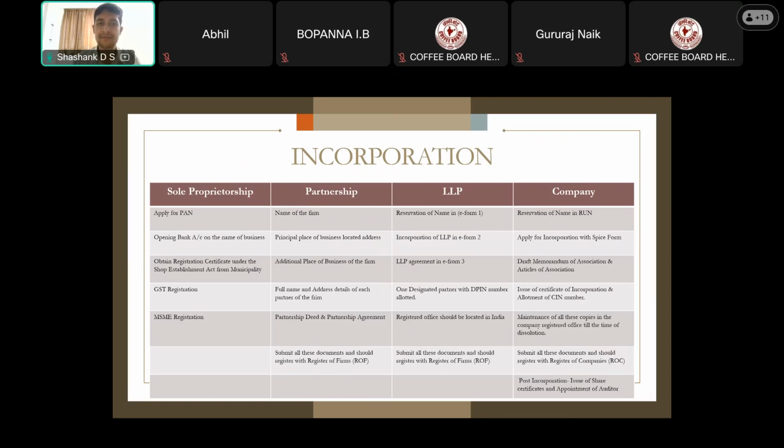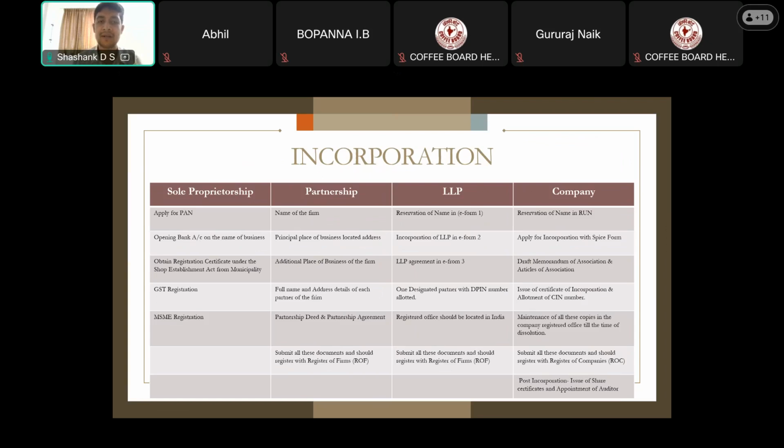So in case of a partnership firm, we have to choose a name for the firm. Then we need to decide a place and have a rental agreement for that particular premises. The rental agreement and partnership deed have to be submitted to the Income Tax Department for applying for PAN. Once PAN is available, we can go ahead and get the partnership firm registered with the Register of Firms.